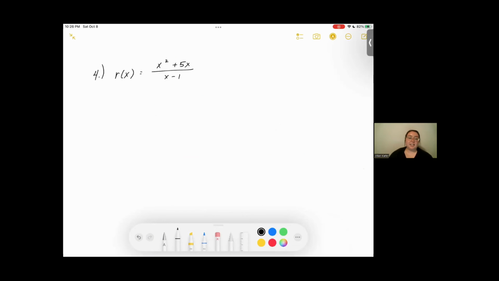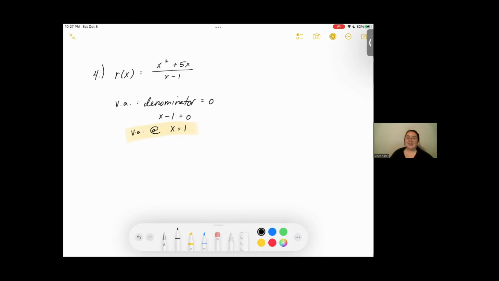All right, so example 4, we have r of x is equal to x squared plus 5x divided by x minus 1. Let's start off with the easier one, the vertical asymptote. If we want to find the vertical asymptote, remember it is the denominator set equal to 0. Our denominator in this case is x minus 1. We want to solve for x. We'll add 1 to both sides, and x equals 1. So we have a vertical asymptote at x equals 1.